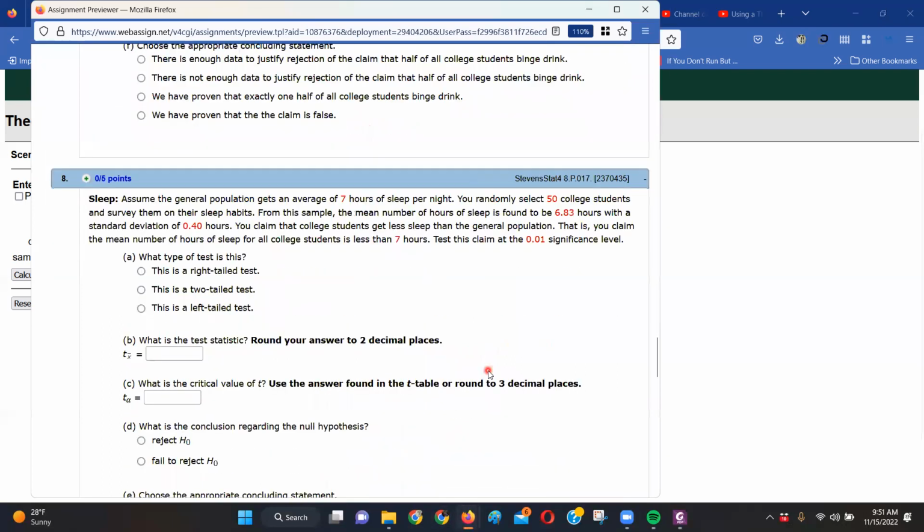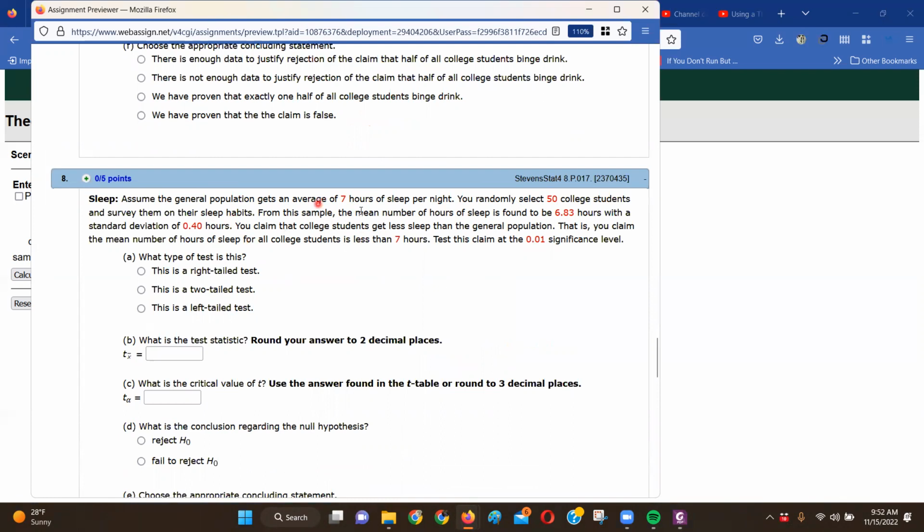Then this is about sleep. I see an average of 7 hours of sleep. Then I see a sample result with a mean and a standard deviation. So this is about means. This is a quantitative variable. It's not a proportion. If there's one sample, do we know the population standard deviation? That's the thing we got to ask ourselves.